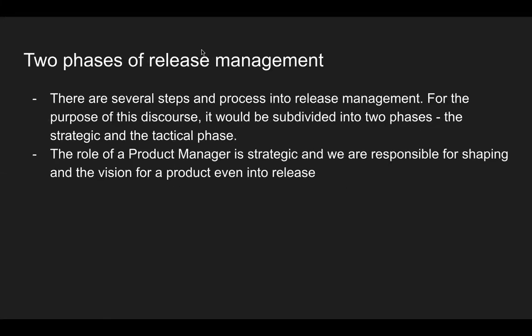So I think that there are two phases of release management, right? There are different steps, there are different processes, but all of these stages can be subdivided into two parts: the strategic part and the tactical part. And I break it down into two phases because the role of a product manager is mainly strategic. Your job is not only to implement, it's how is your product positioned? What's the market saying? What can I do to make my product better? And then you are also working with stakeholders and reporting to upper level management, right? So I will explain what each phase contains. And then if you have questions, please let me know.